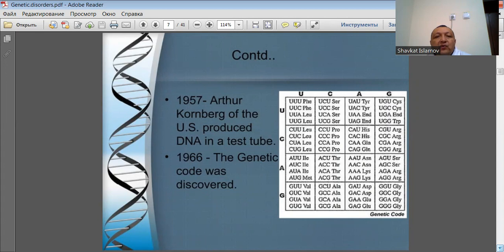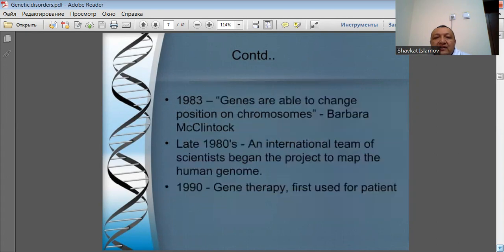1957, Kornberg of the USA produced DNA in a test tube. 1966, the genetic code was discovered. 1983, Barbara McClintock showed genes are able to change position on chromosomes. Late 1980s, an international team of scientists began the project to map the human genome. 1990, gene therapy was first used for patients.